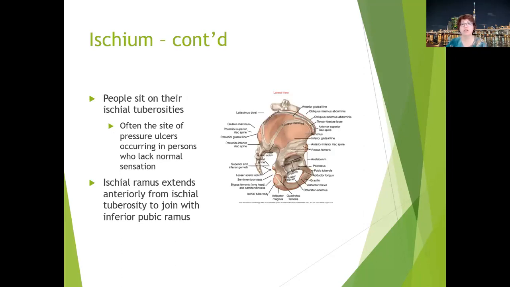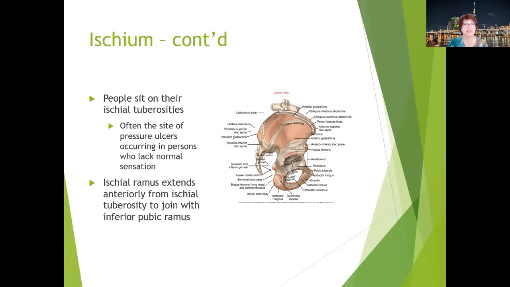So people sit on their ischial tuberosities, so they can often be the site of pressure ulcers occurring in persons who lack normal sensation or lack the ability to relieve pressure by themselves. So a lot of times someone in that situation will need a tilt in space wheelchair for pressure relief. That is a good reason for needing a tilt in space wheelchair. The people who have upper extremity strength can often do pressure relief with their arms by doing wheelchair push-ups. And that's very important for maintaining circulation in that area.